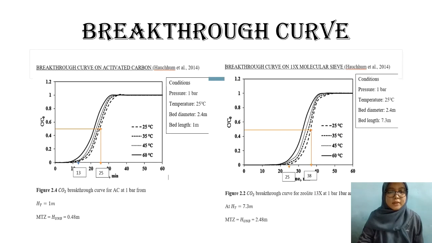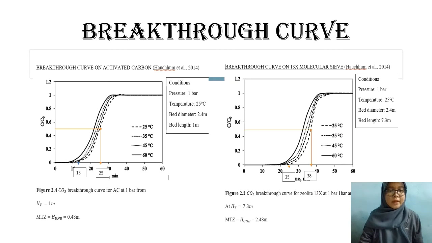Since all three adsorbents have the highest equilibrium adsorption for carbon dioxide, the breakthrough curve for carbon dioxide is analyzed. To calculate MTZ from the graph, the value of t_u can be obtained when C/C0 is equal to 0.01 and t_t can be obtained when C/C0 is equal to 0.5. From the graph, an activated carbon adsorbent bed with a total height of 1 meter will give an MTZ of 0.48 meter, and 13X molecular sieve with a total height of 7.3 meters will give an MTZ value of 2.48.